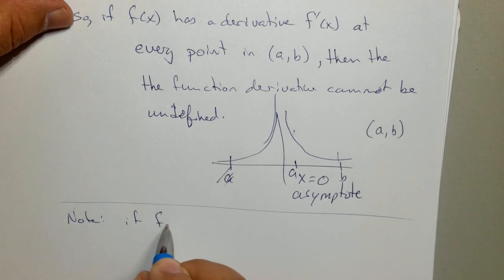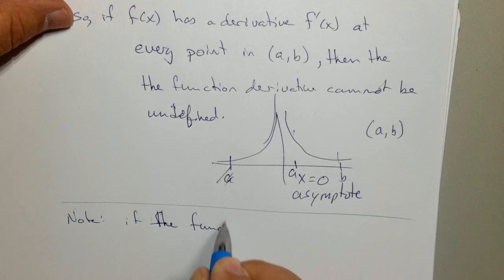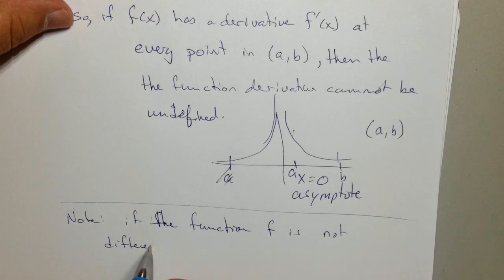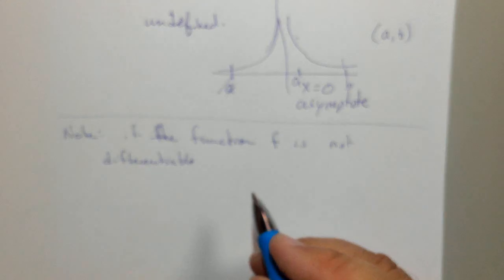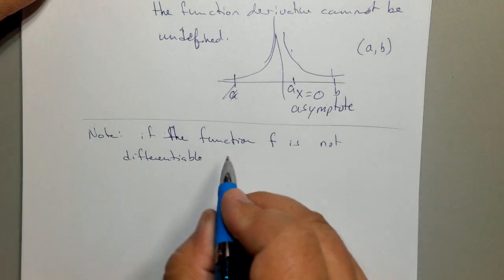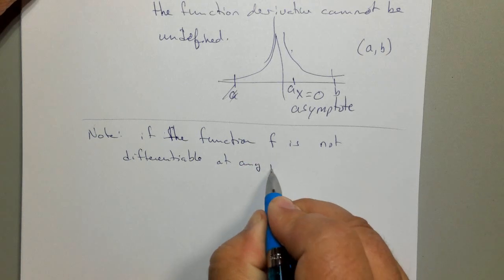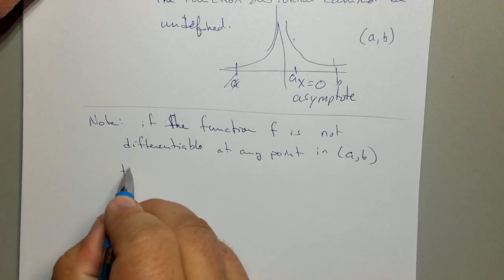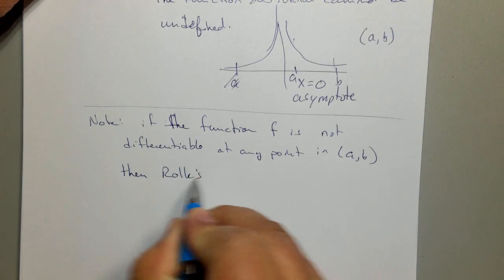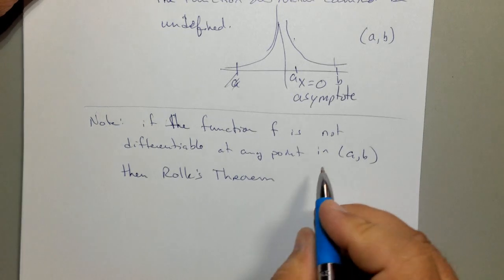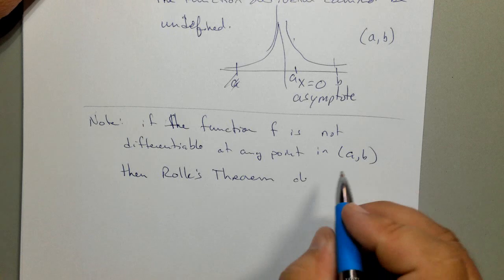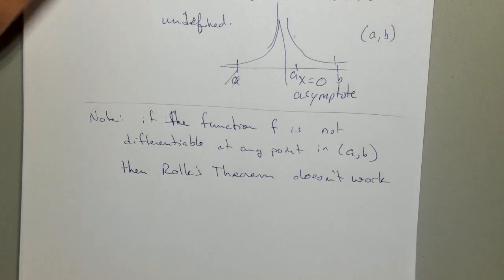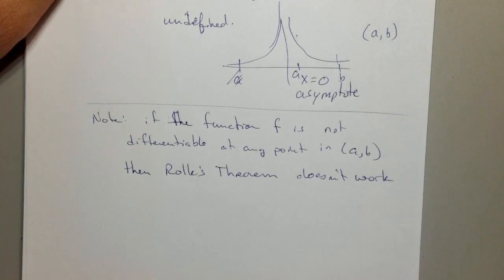Note, if the function f is not differentiable at any point in the open interval AB, then Rolle's theorem doesn't work. So here are some examples of where it wouldn't work.